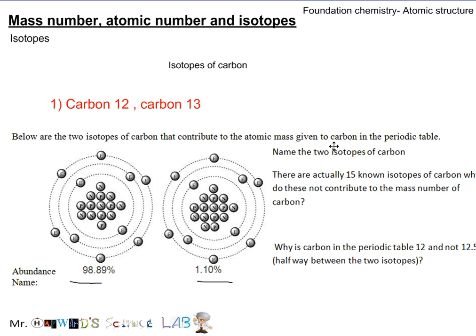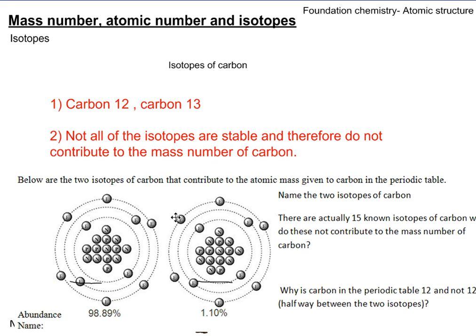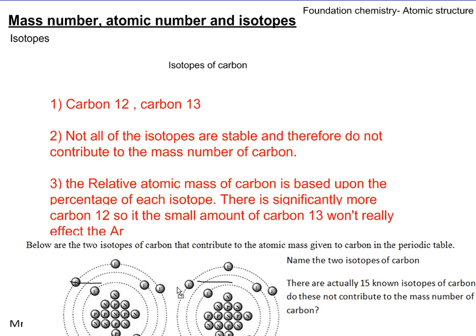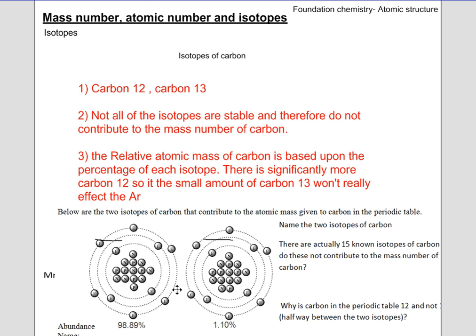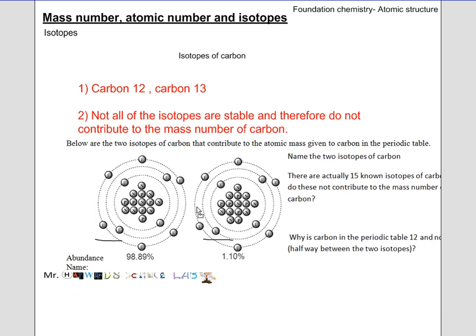The second question says there are actually 15 known isotopes of carbon. Why do these not contribute to the mass number of carbon? The reason is not all these isotopes are stable and therefore do not contribute to the mass number of carbon. Next question is, why is carbon in the periodic table 12 and not halfway between the two isotopes? The relative atomic mass of carbon is based upon the percentage of each isotope. Therefore, there is significantly more carbon 12, so a small amount of carbon 13 won't really affect the relative atomic mass.